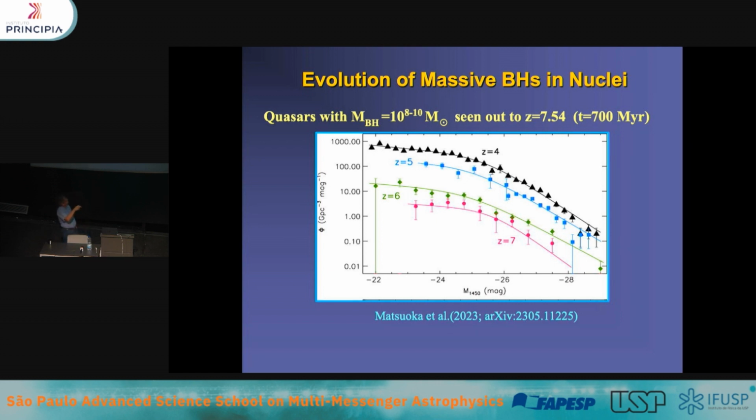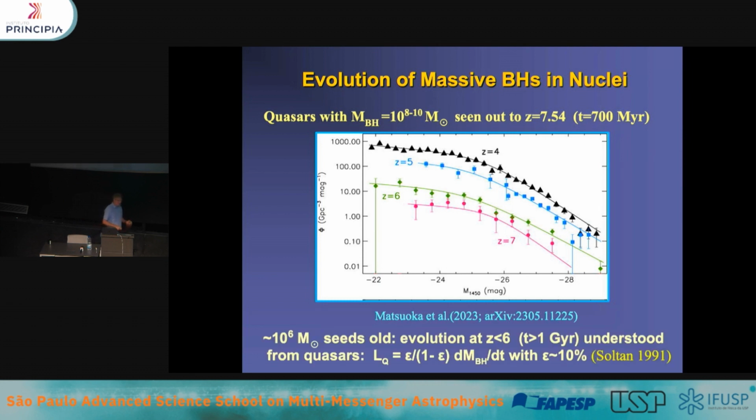And then what you see here is the number of black holes is increasing over redshift. But this evolution is consistent with having in the early universe already placed million solar mass or so black holes in the nuclei of these galaxies. And then those grow by accretion, and perhaps mergers play a role. But in fact, this is critical.